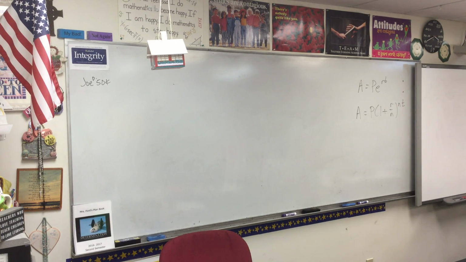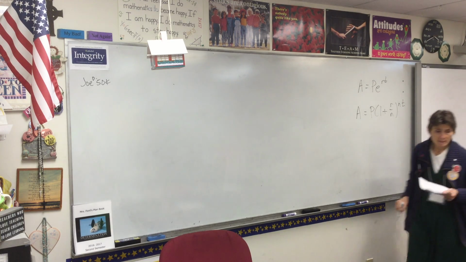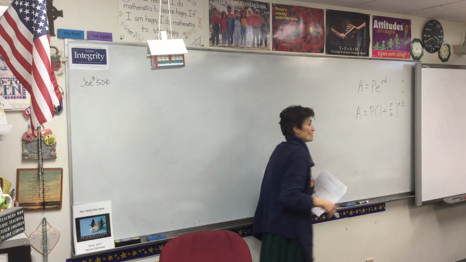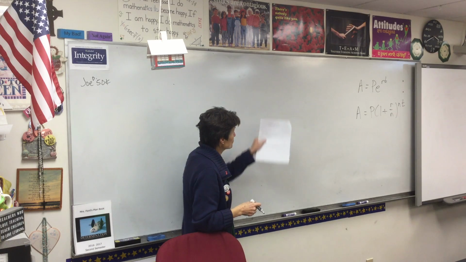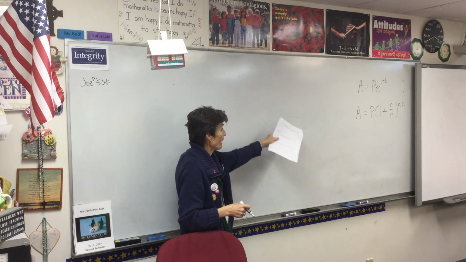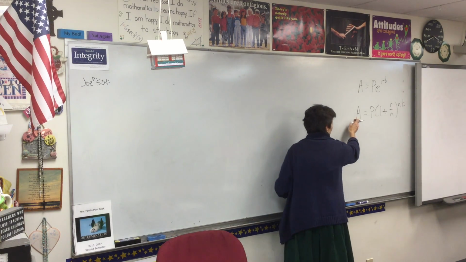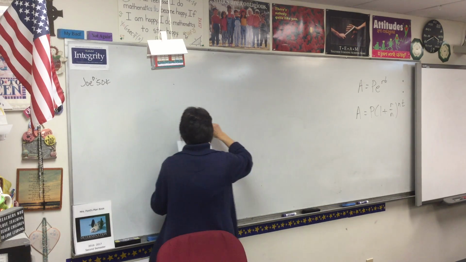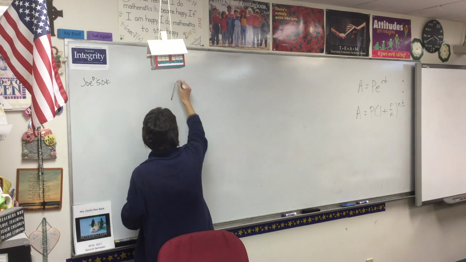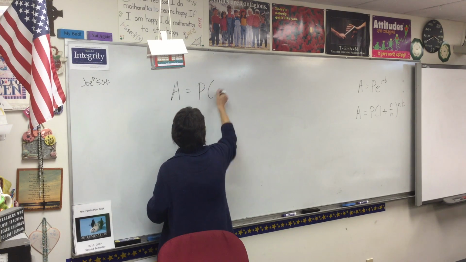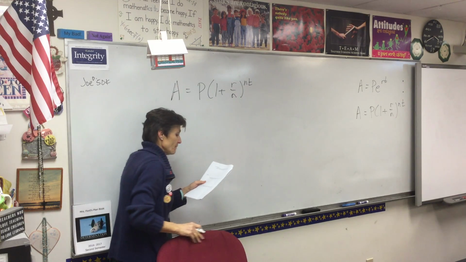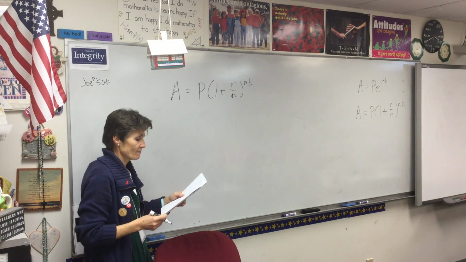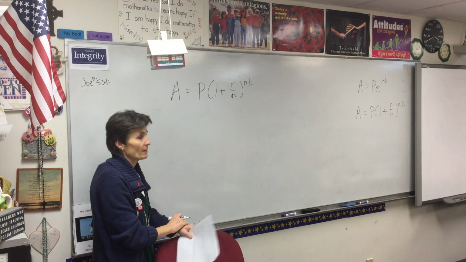Because problem number 8B is a word problem. Which formula am I going to use for this word problem? 8B. I'm going to use the one on the bottom here, on this side of the board. So here we go. How much will be in the account at the end of 50 years if $125 is invested at 3.125% compounded monthly?